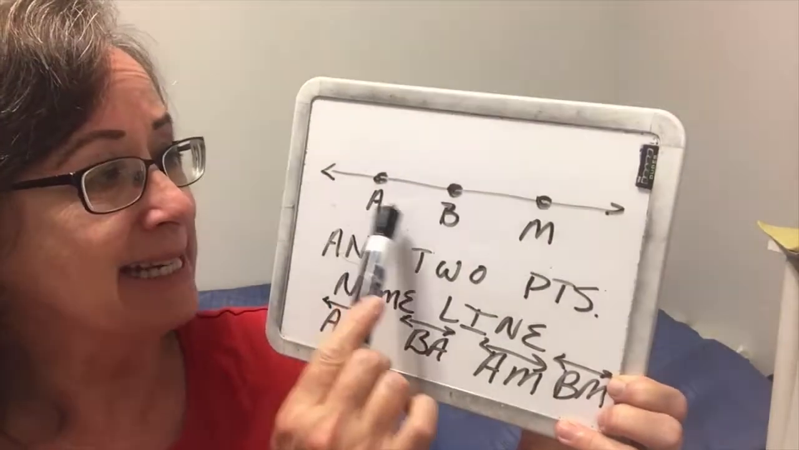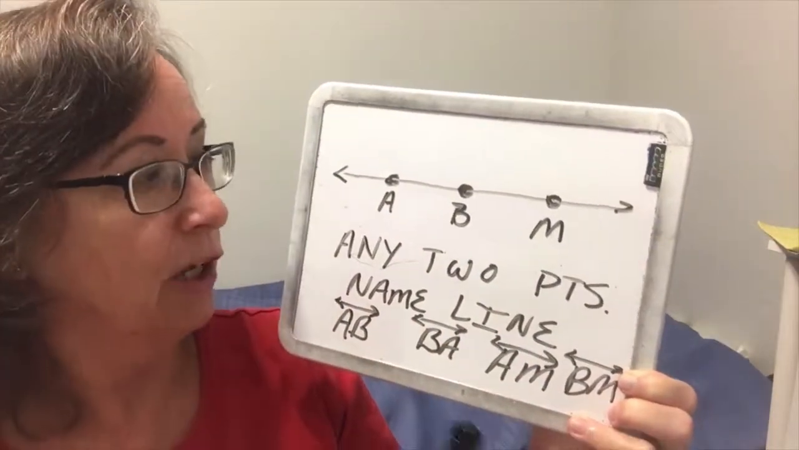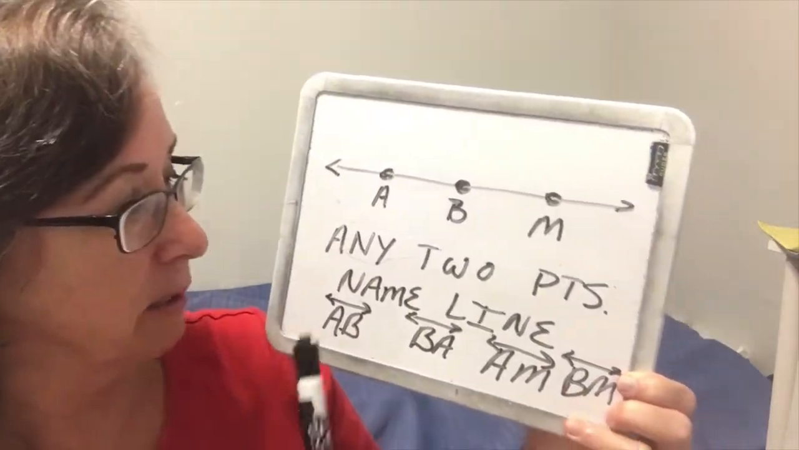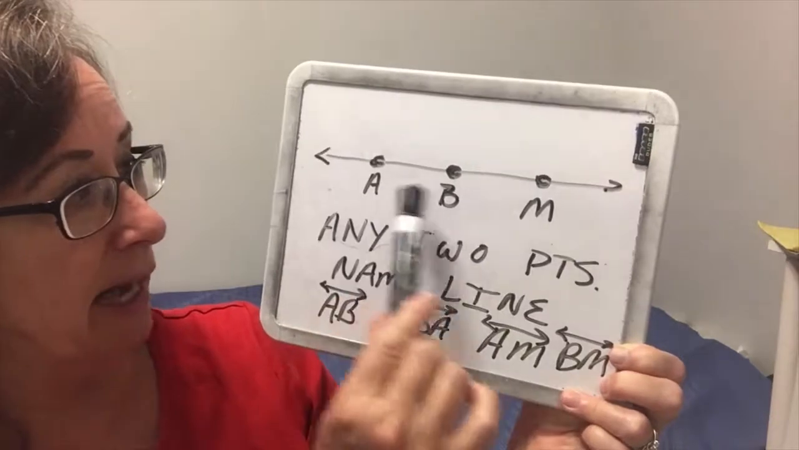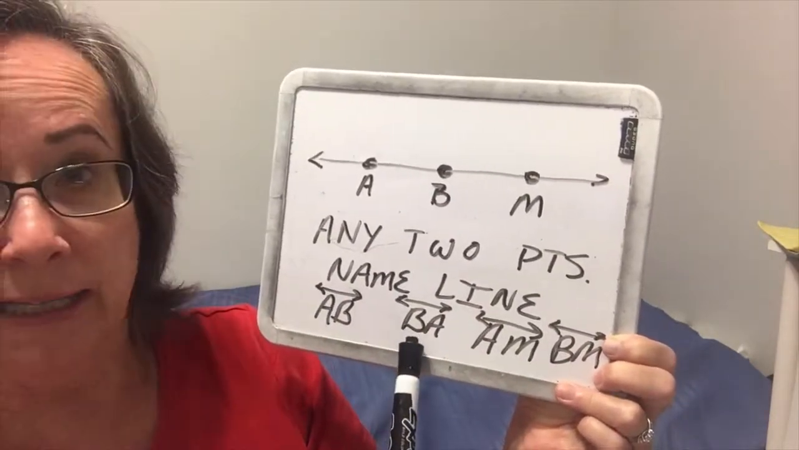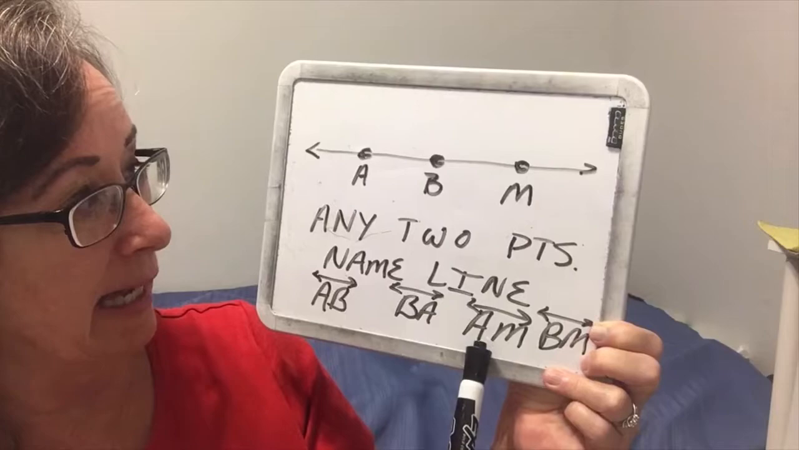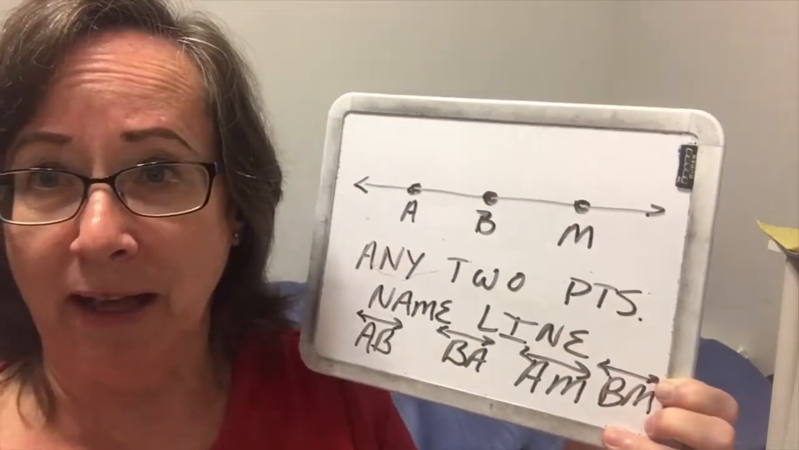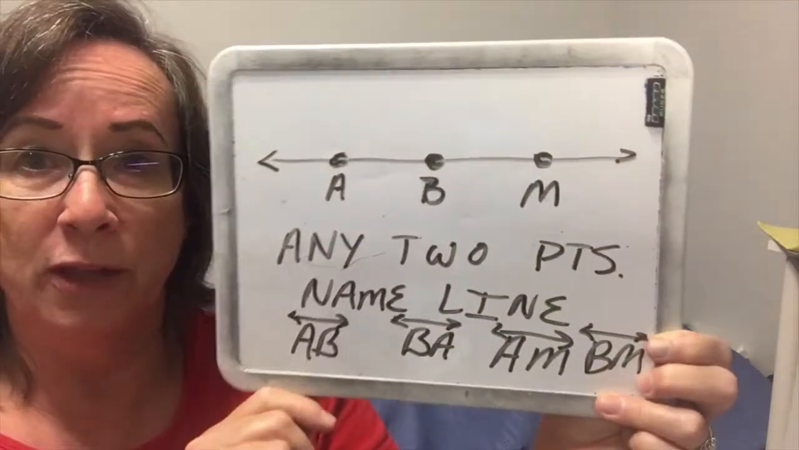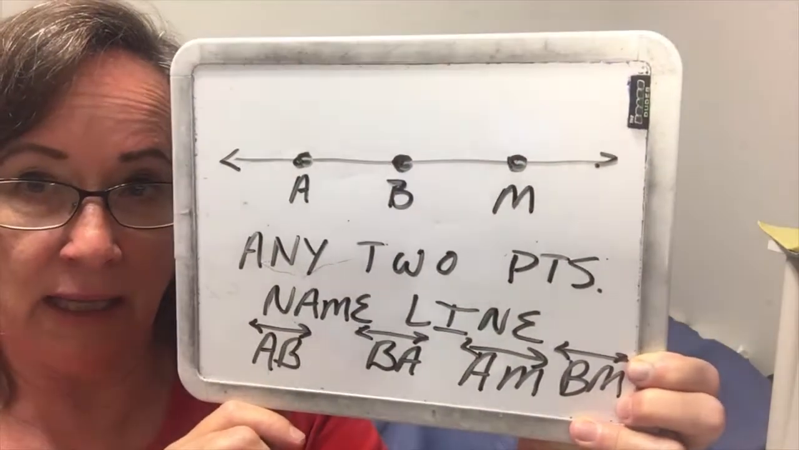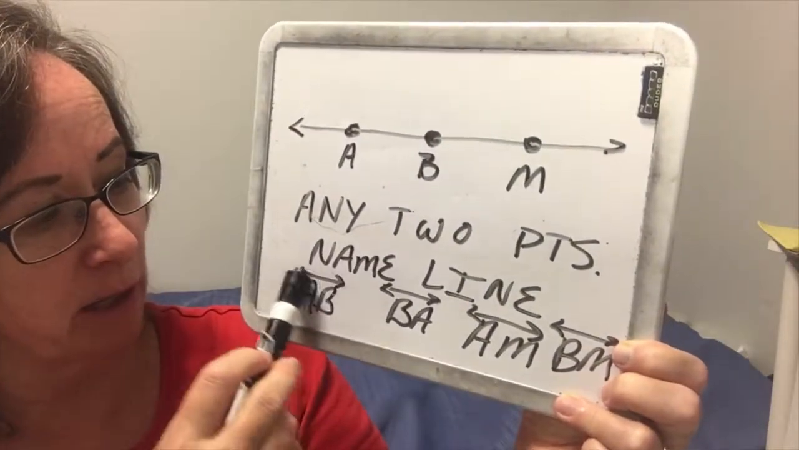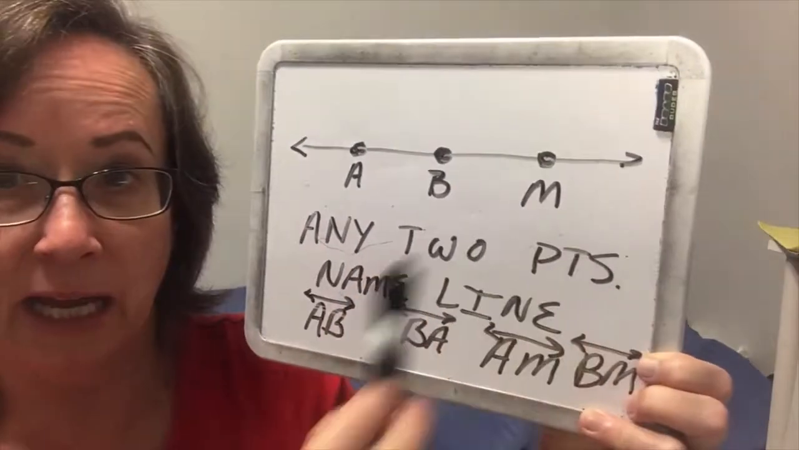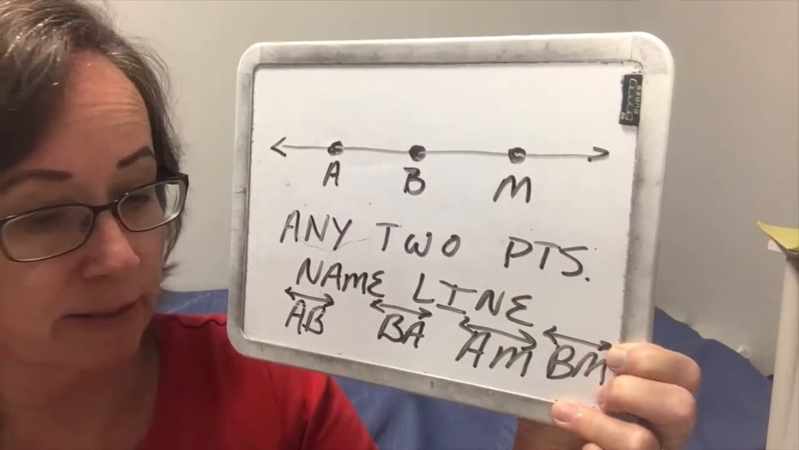And I can name this line using any two of the points that are on the line in any order that I want to. So I could say this line is AB, or I could say this line is BA, or I could say it is AM, or it's BM, or it's MB, or it's MA. I could think of a lot of them, okay? So that's how we name a line. And notice that this is called a little overbar, and the little overbar on the line has arrows just like the line that we're trying to represent has arrows.